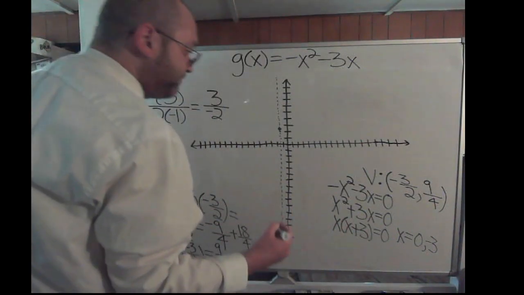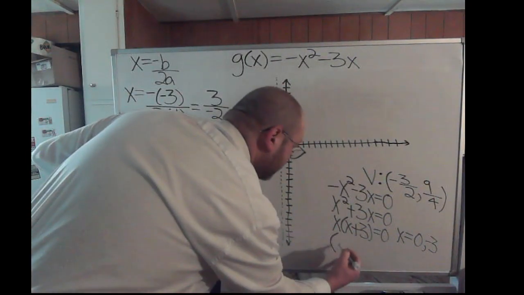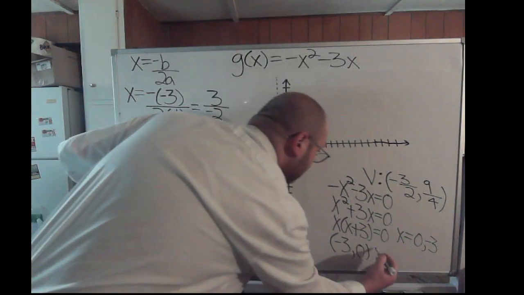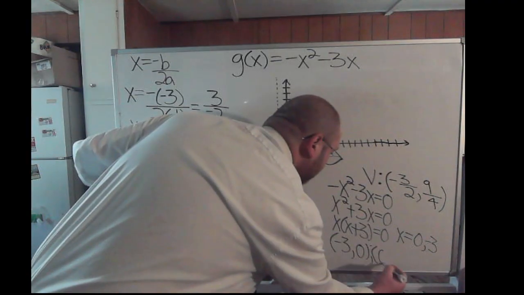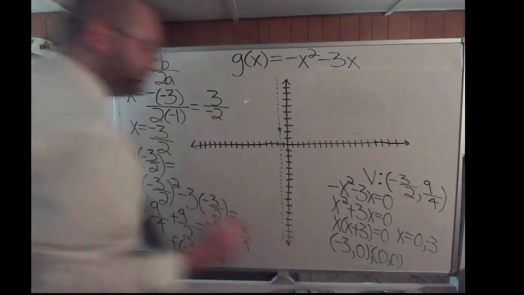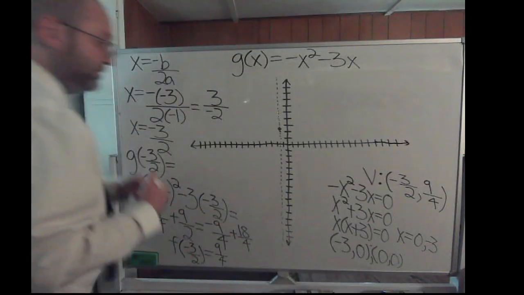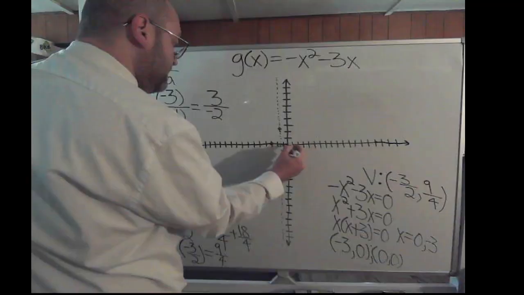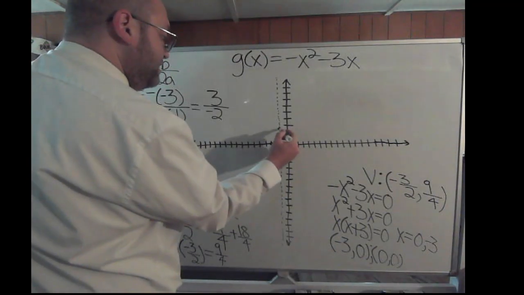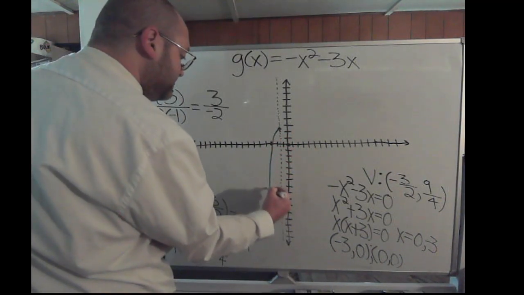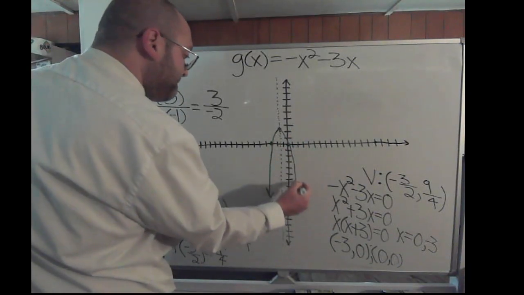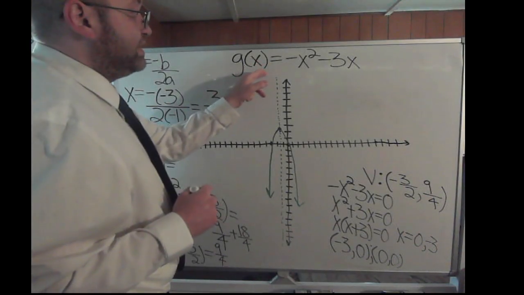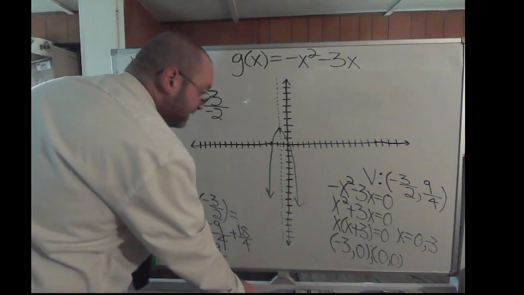So your coordinates for the x-intercepts are going to be negative 3, 0, and then 0, 0. So now once you've found those, you can go ahead and plot those points. We've plotted them. Now you can just form your nice parabola by connecting the dots. And what do you know? There is the graph of g of x equals negative x squared minus 3x.